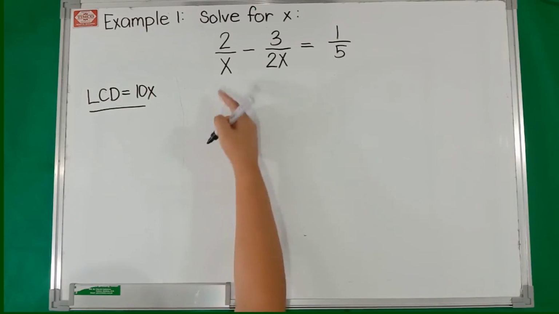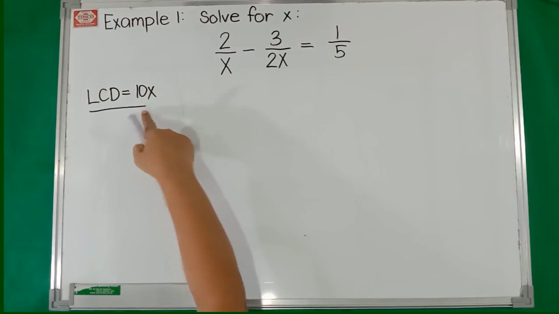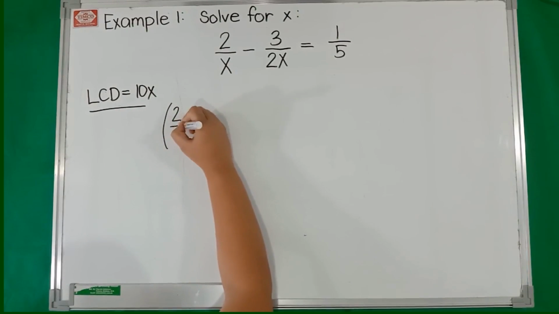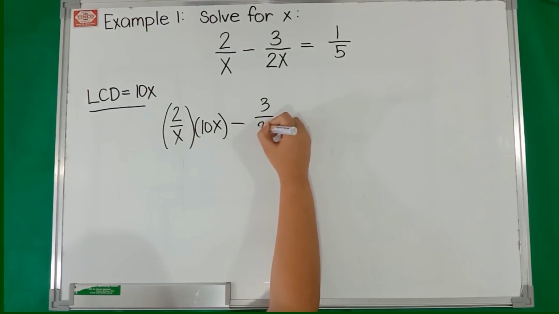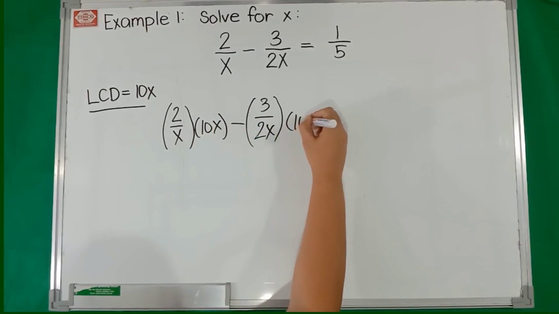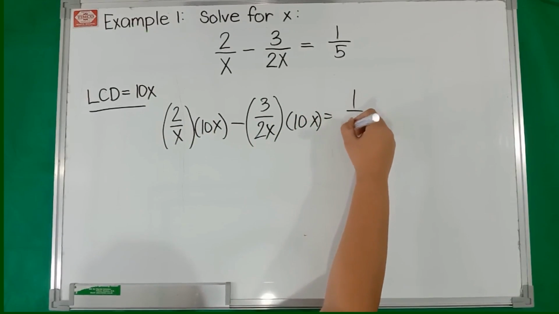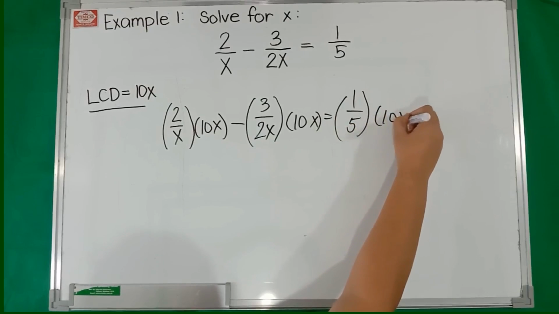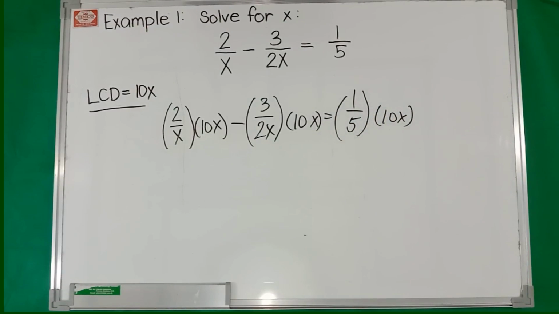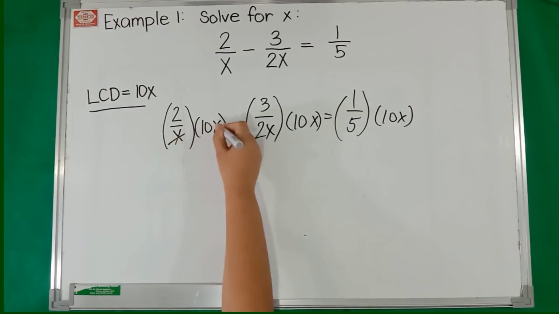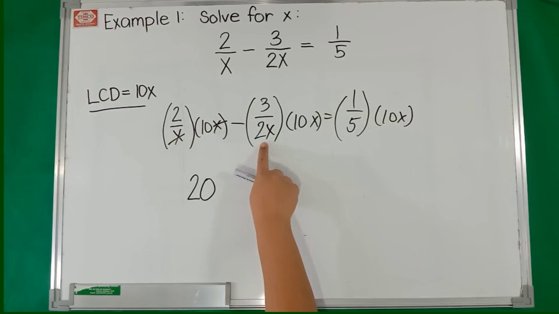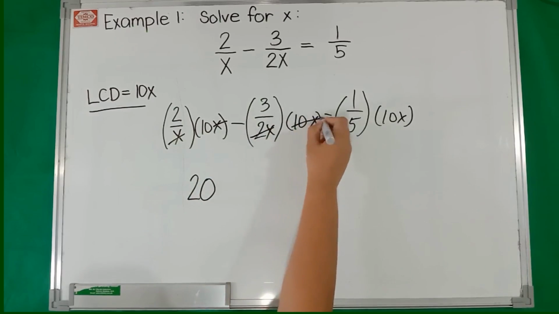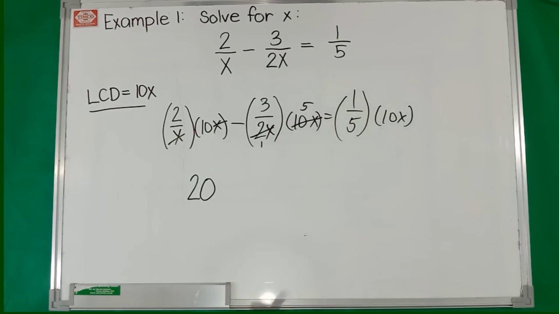Now that we have our LCD, we are now ready to find the value of x. We are going to multiply all the terms of the equation by 10x. 2 over x times 10x minus 3 over 2x times 10x is equal to 1/5 times 10x. Note that the parenthesis denotes multiplication. So we can cancel x and x. 2 times 10 is 20. We can cancel 2x and 10x. 10 becomes 5 and 2 becomes 1. 3 times 5 is 15.